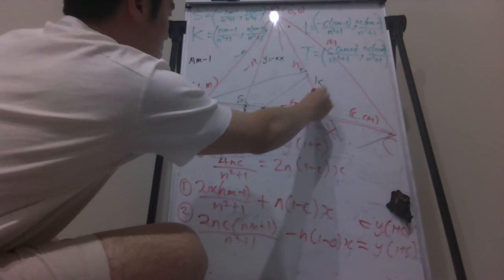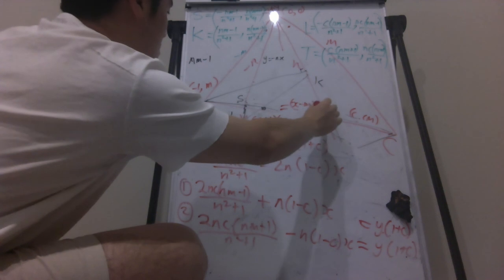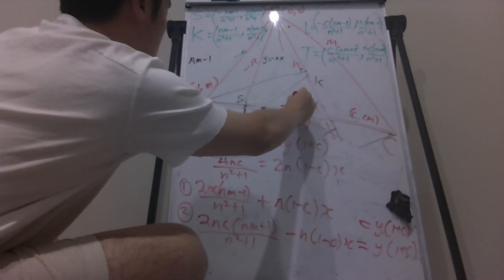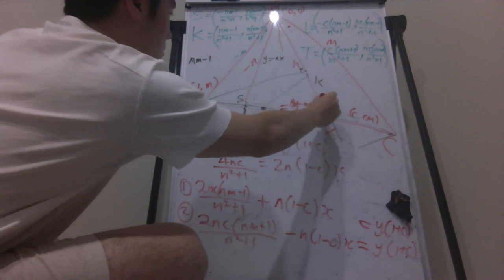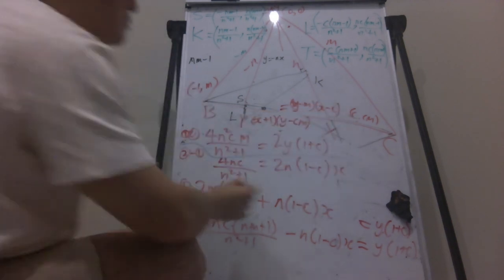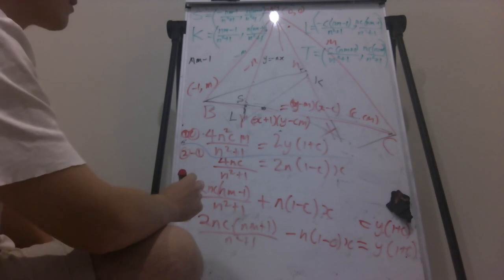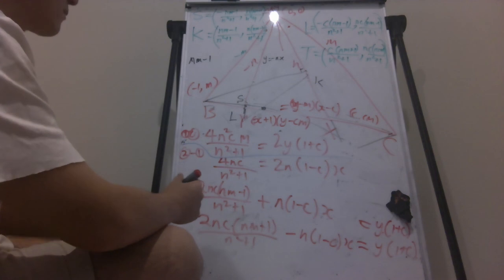Y minus c. Oh crap. Y minus m, yeah? X minus c. I screwed up. That's fine. That works out, right? And then you expand it, and then you simplify.